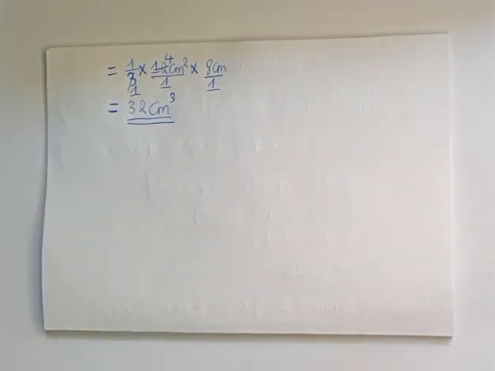Centimeters squared times centimeters gives us centimeters cubed, which is the unit of volume. Remember, area is measured in units squared, while volume is measured in units cubed. We are done with the solution of the exercise. This is how we calculate the surface area and the volume of any given pyramid.